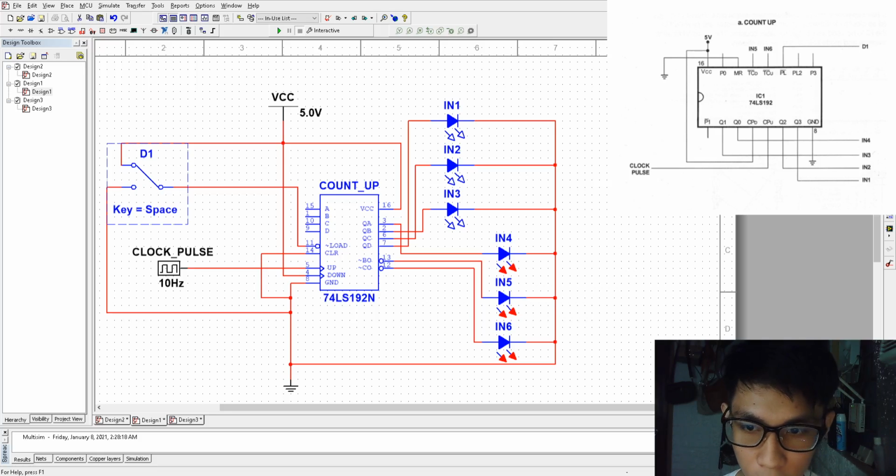So what will happen if we disconnect the clock pulse? What will happen to the counting? If we disconnect the clock pulse and try to simulate, the counting will never start since it has no clock pulse. It can never set and reset.